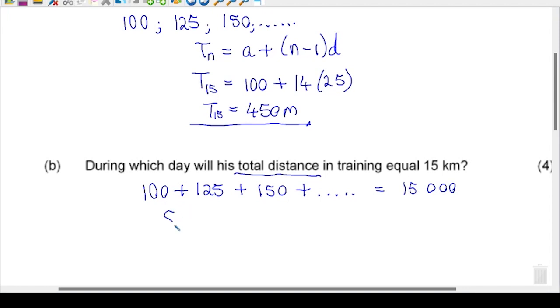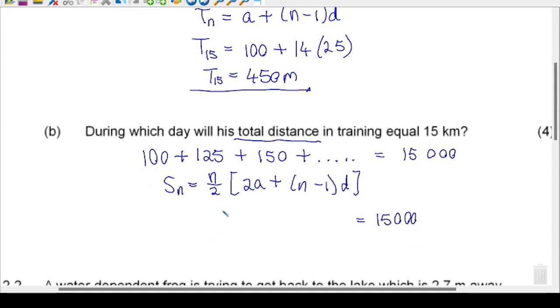Right, so now this time we're going to use our sum formula. Sn equals n over 2, 2 lots of A plus n minus 1 lots of D. Right, and we want an answer of 15,000. So we're going to put in what we know. We don't know n. We do know A is 100, so 2A will be 200. And we do know that D is 25. So n minus 1 lots of 25.